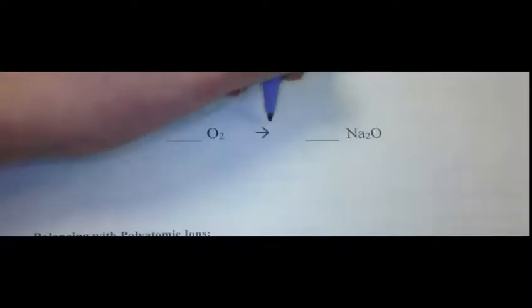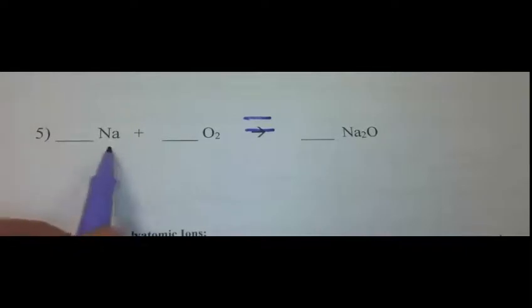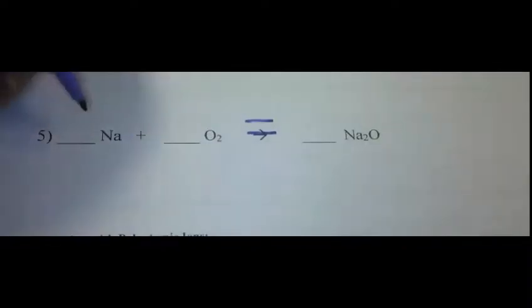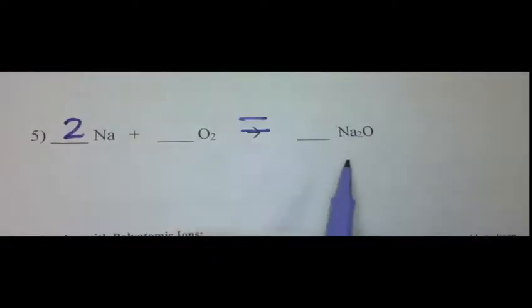Once again, I'm going to do my guess and check method, and we're going to go a little faster on this one. So on the left side, I have 1 sodium. On the right side, I have 2. So right away, I can see this is something that's going to have to be fixed. I need to make them equal. I'm going to do that by putting in a coefficient of 2. So on the left, I have 2 sodiums. On the right, I have 2 sodiums.